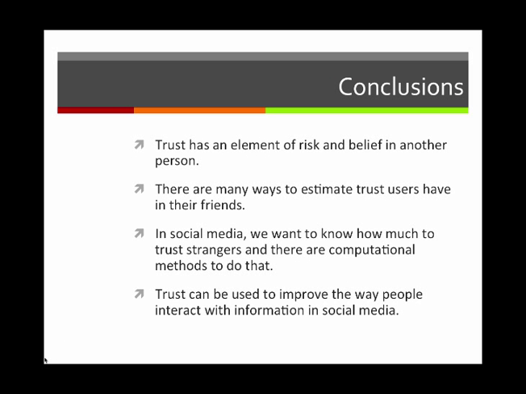So, in conclusion, trust has an element of risk and an element of belief in another person. That's the core of the definition of trust. There are a lot of ways to estimate trust that users have in their friends, and we looked at some example tests to do that. In social media, we want to know how much to trust strangers, and there's computational methods to do that. And finally, trust can be used to improve the way people interact with information in social media.